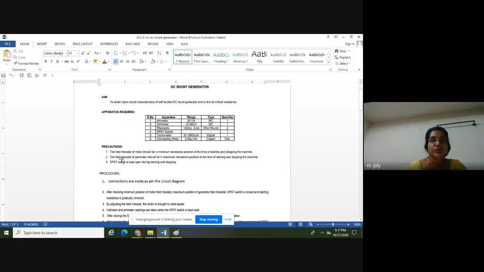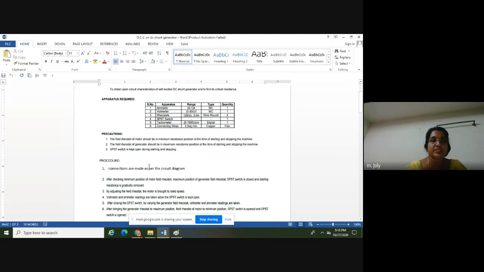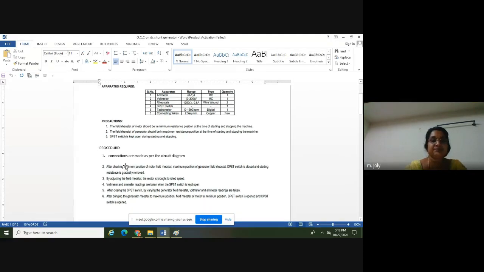Before doing the experiment in the machines lab, you have to follow these precautions. The field rheostat of the motor should be at minimum resistance at the time of starting, and the field rheostat should be in the maximum position for the generator. Then the SPST switch is kept open during starting and stopping. These are the precautions.